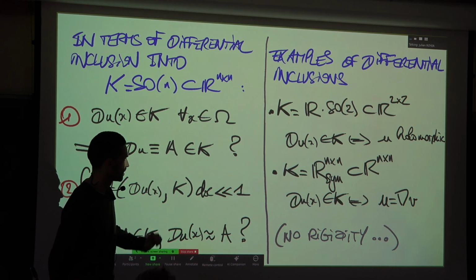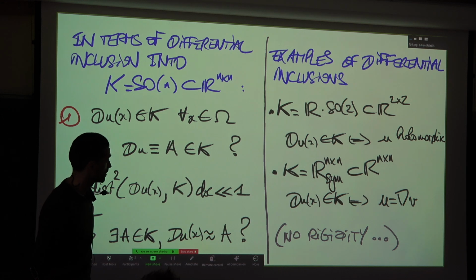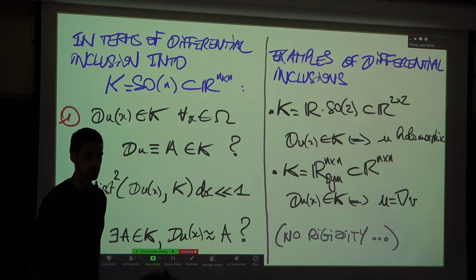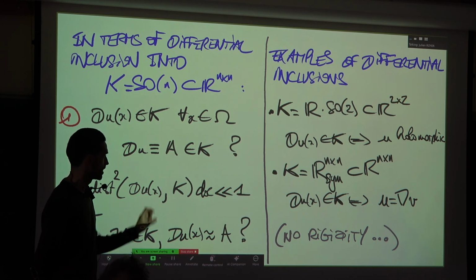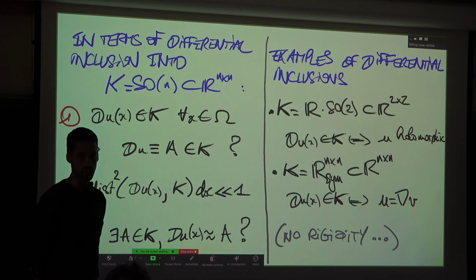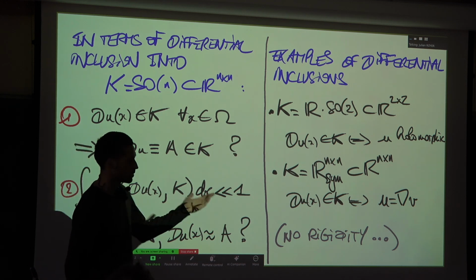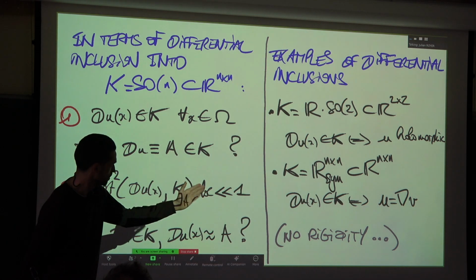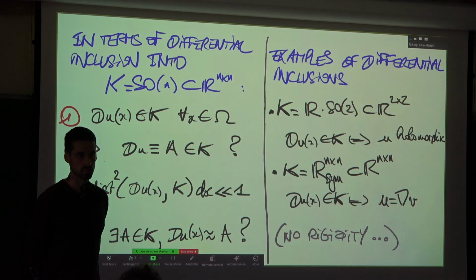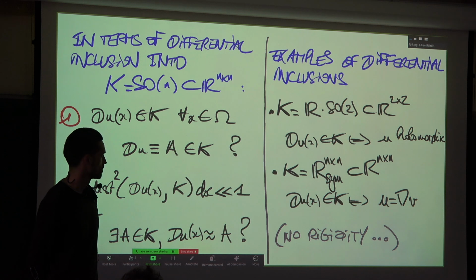Let me give a second example. If you take the set of symmetric matrices in any dimension, so you are asking about maps U from Rn into Rn, so that the Jacobian matrix is symmetric. Well, you know that if U is a gradient, this will be true, because the Jacobian will be the Hessian of V, and so it will be symmetric under some good regularity assumptions.